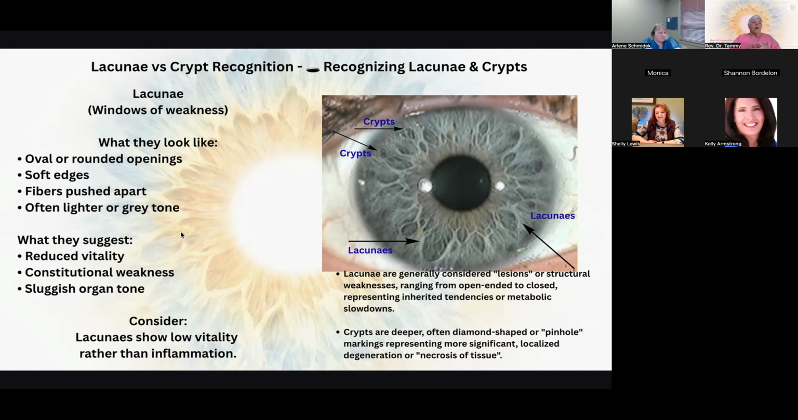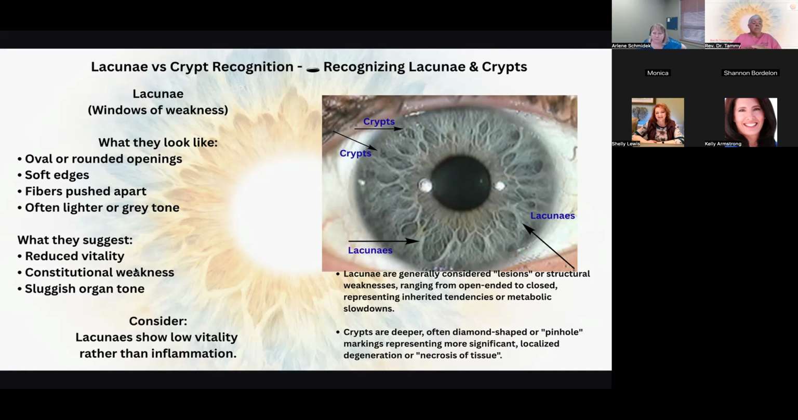It's no longer there. So these look like oval or rounded openings, just like you can see in here. I've got them pointed out. They have soft edges, fibers pushed apart, often lighter gray tone. We're talking about lacunas right now. And what they suggest is reduced vitality. So when they've got a lacuna starting, you've got either one of two choices. You can either support it and get better, or not support it and watch it start to degenerate and start getting like a black hole.